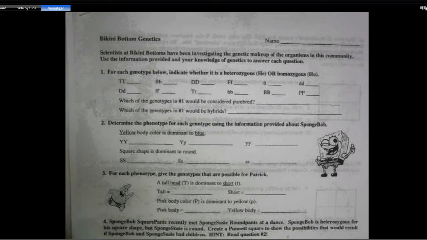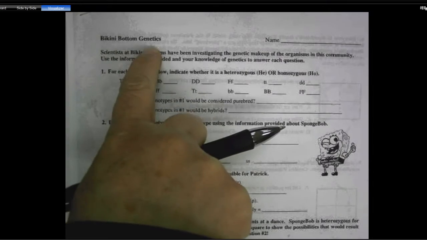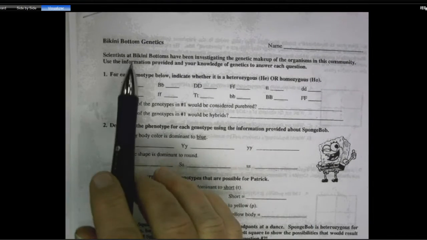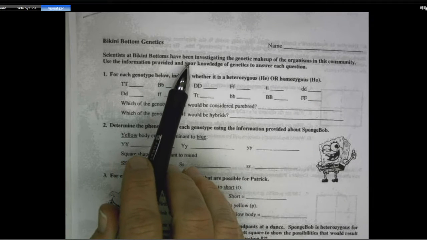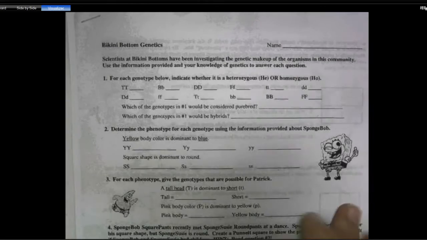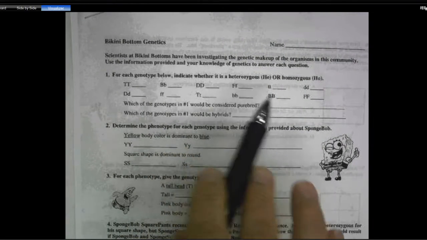All right, so here is our video to help you guys start with your Bikini Bottom genetics. So let's go ahead and get started. It says scientists at Bikini Bottom have been investigating the genetic makeup of the organism in this community. Use the information provided and use your knowledge of genetics to answer each question.